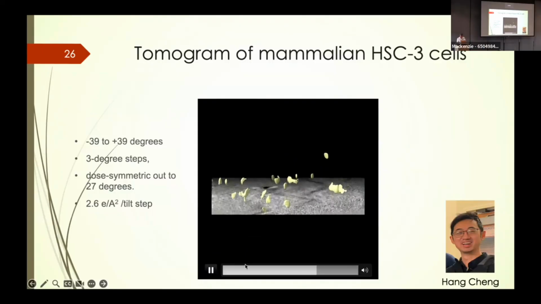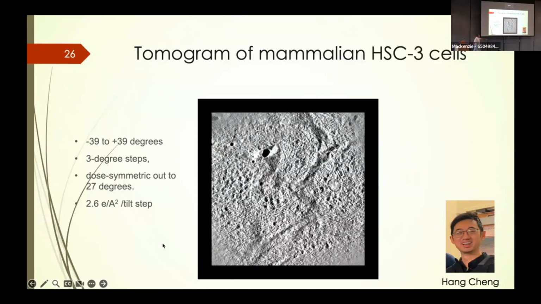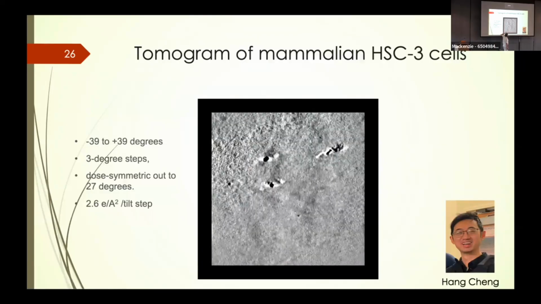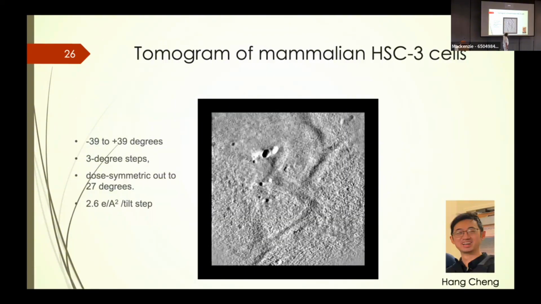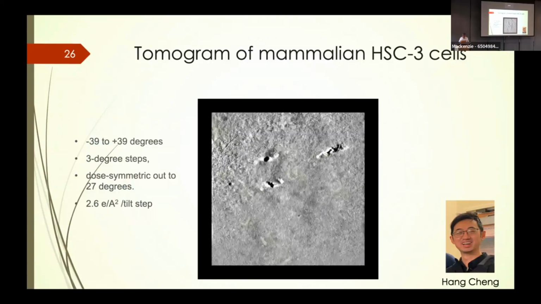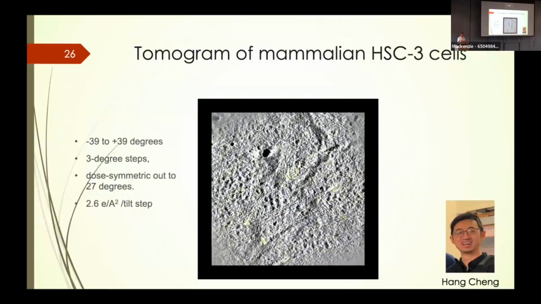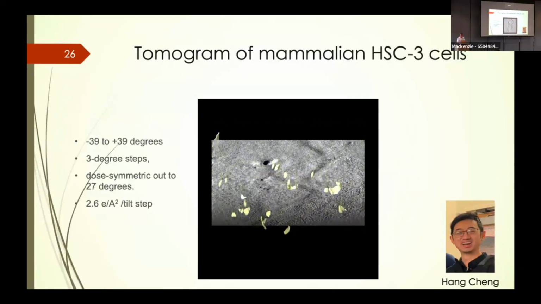So let me see. I don't want to bore you with this movie over and over, but the filaments that you can see are actin filaments. Sometimes you see dark dots. These are probably ribosomes. And then what we've highlighted here is fragments of the cell membrane. Okay, so again, not a big biological discovery, but it shows that you can use phase contrast to take tomograms.